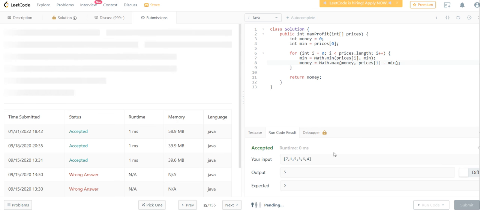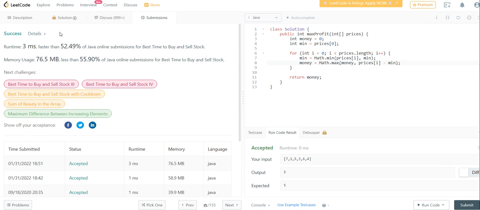Looks like we got our test case right, and if we submit it, we're able to get the right answer.